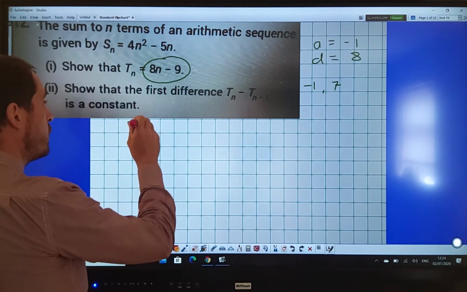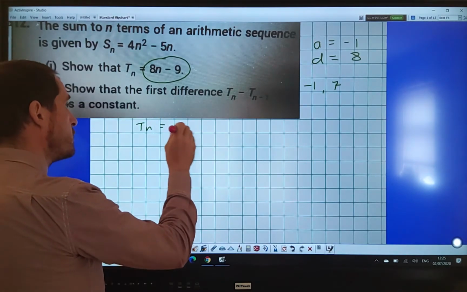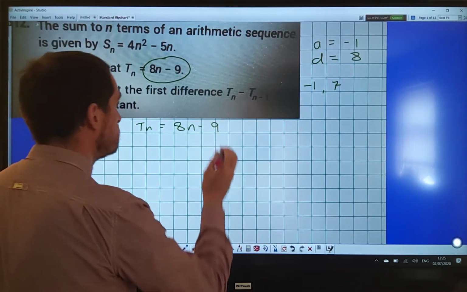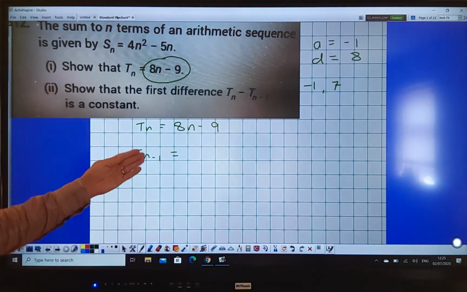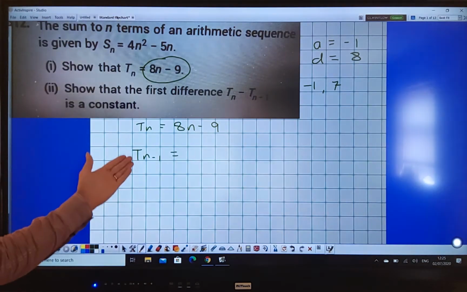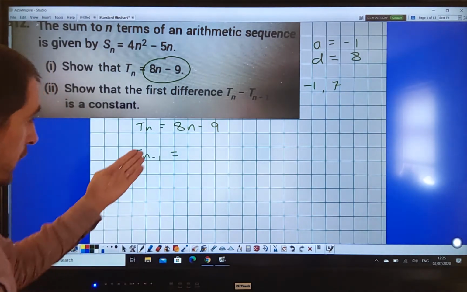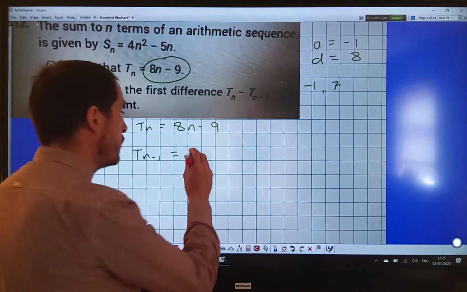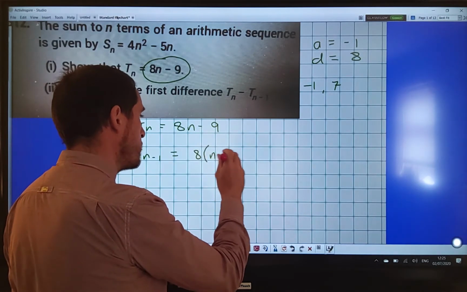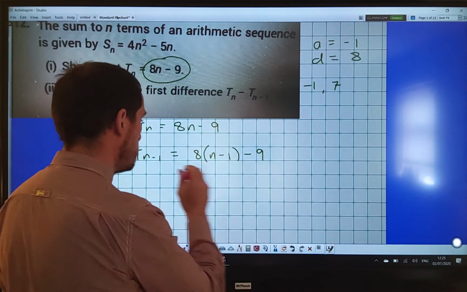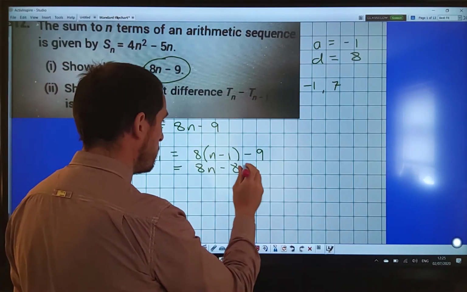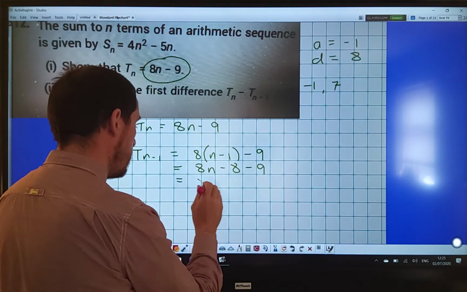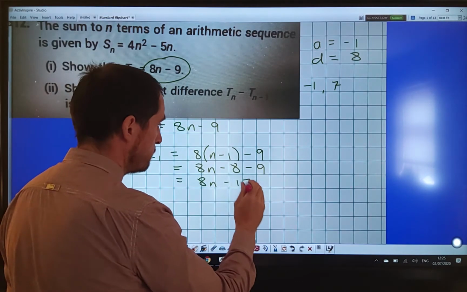So now, we know that Tn is equal to 8n minus 9. So for Tn minus 1, if I said to you T3, you'd put 3 in here. If I said T8, you'd put 8 in. For Tn minus 1, we put n minus 1 in instead of n. So that's 8 times n minus 1, minus 9, which is 8n minus 8 minus 9, equal to 8n minus 17.